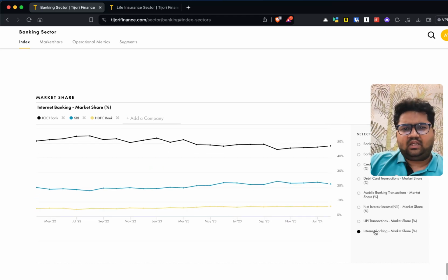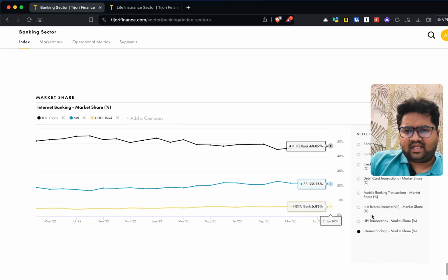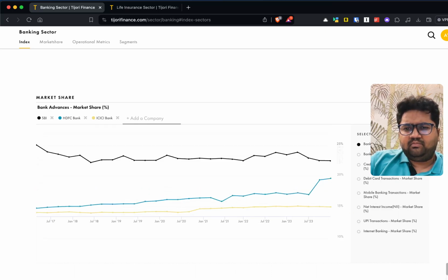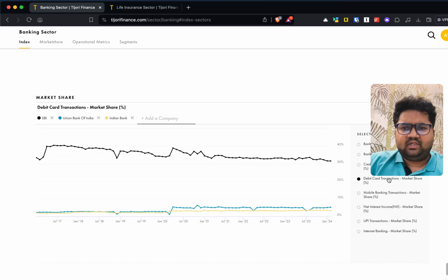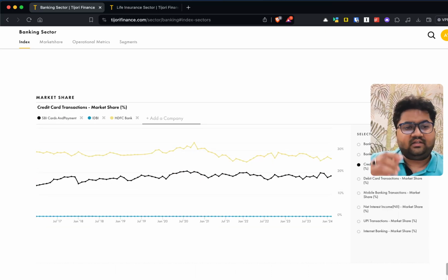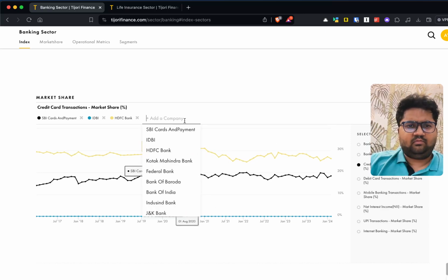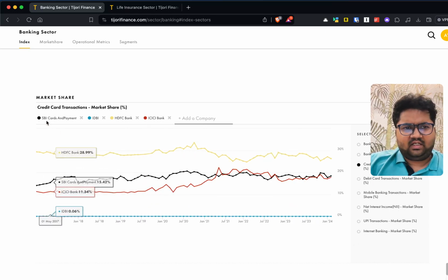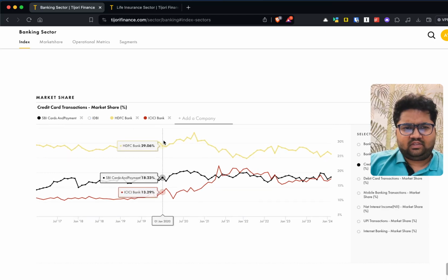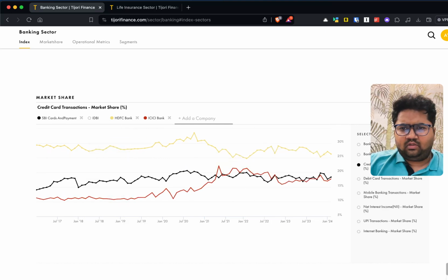If you go to internet banking, I think they have a very clear winner. ICICI Bank is ahead, and SBI and HDFC are lagging behind. If you see bank advances and deposits, SBI is the highest and ICICI Bank is the lowest, with HDFC in between. Debit card transaction, credit card transaction. Credit card, I think HDFC would be the leader because it has a great set of cards. Probably want to add ICICI Bank and see where it is. Very much at par with SBI Cards, but I don't know why IDBI is even present here. But HDFC Bank is really doing good.